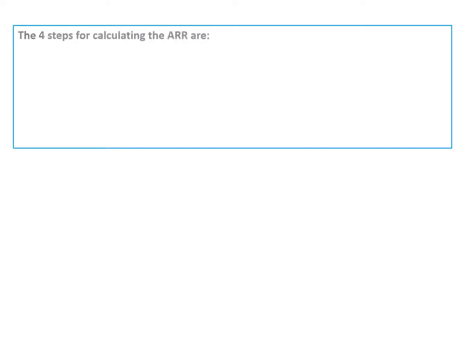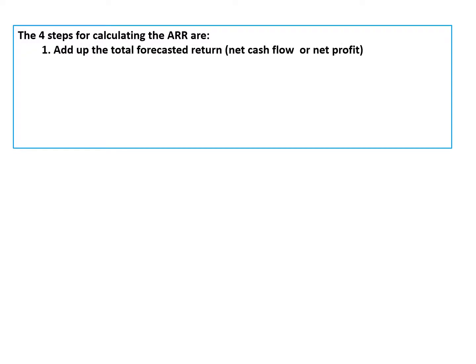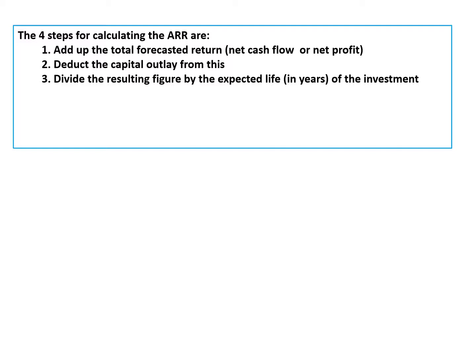What are the steps that we need to go through to be able to do this? Well, there are 4 steps we need to use. The first step is to add up the total forecasted return. So that's the net cash flow or the net profit. The second step is to take away the initial capital outlay. The third step is to divide the resulting figure by the expected life in years of the investment.